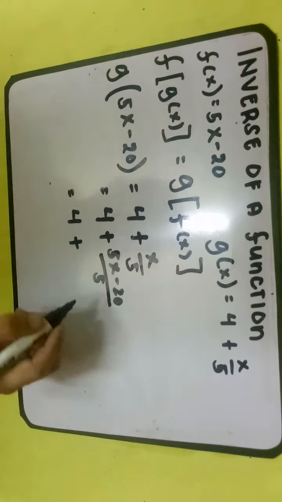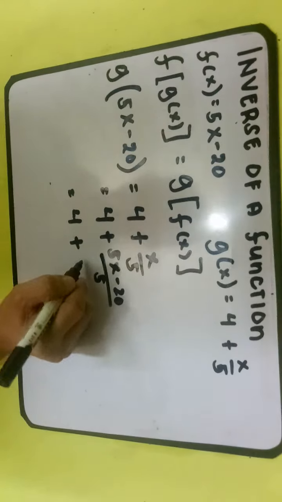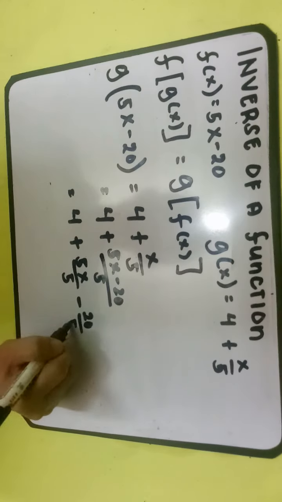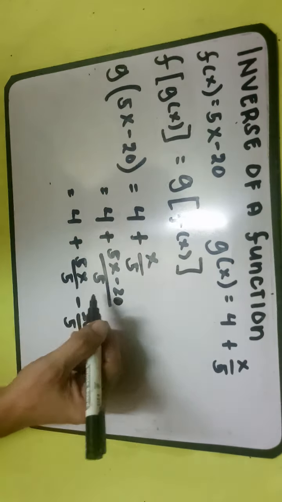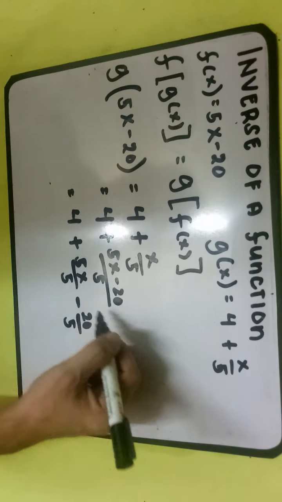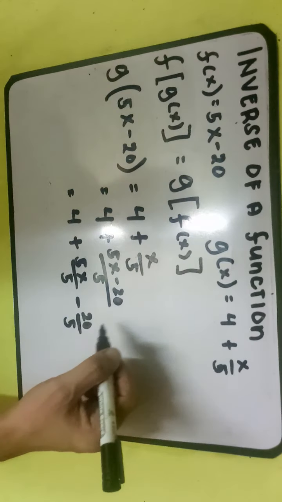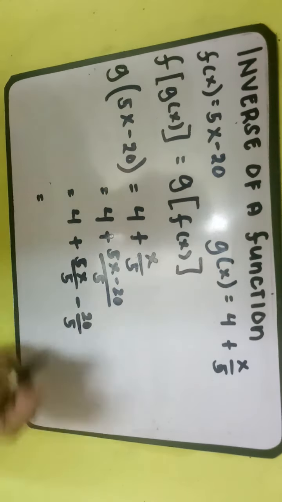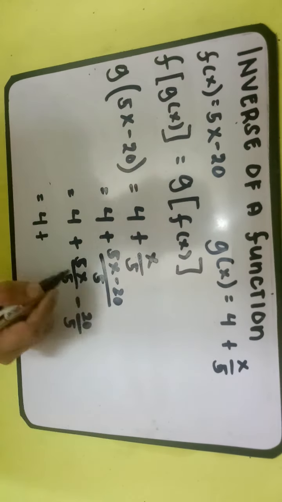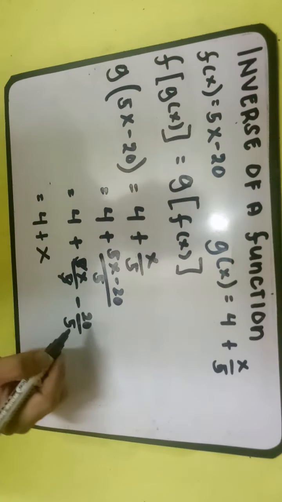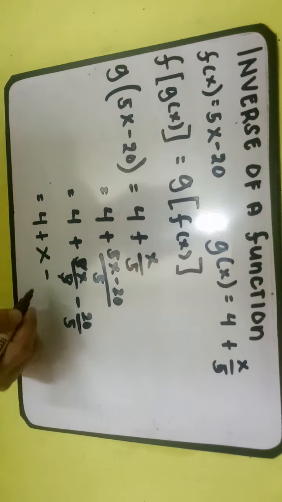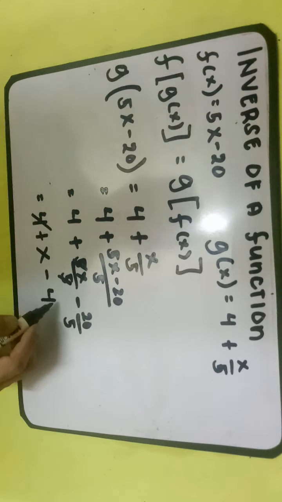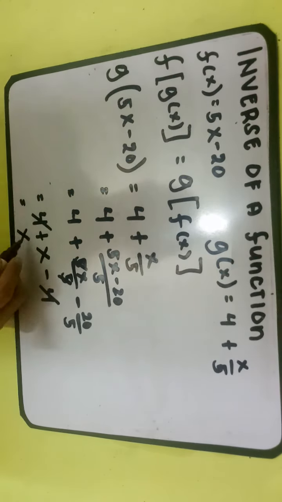So, 4 plus, we can rewrite this term as 5x over 5 minus 20 over 5. Isa lang ang denominator nito, pero since there are two terms in the numerator, pinaghiwalay natin yung two terms na yon, yung 5x minus 20. But they have the same denominator, which is 5. So we just simplify. We can cancel 5. So matitira na lang ay x. And then for 20 over 5, that is 4. So makikita nyo, we have positive 4 and negative 4. We can cancel them. And then matitira na lang ay x.